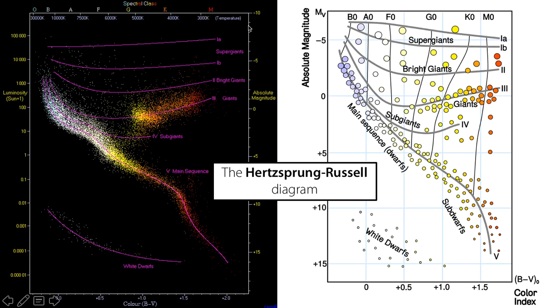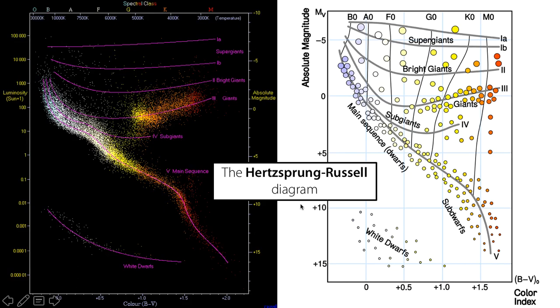For historical reasons relating to the way that the diagram was first drawn, temperature is on the right-hand side smaller. So 3,000 Kelvin here up to 10 and 30,000 Kelvin on the left-hand side. The y-axis is made up from one of two different choices, really.